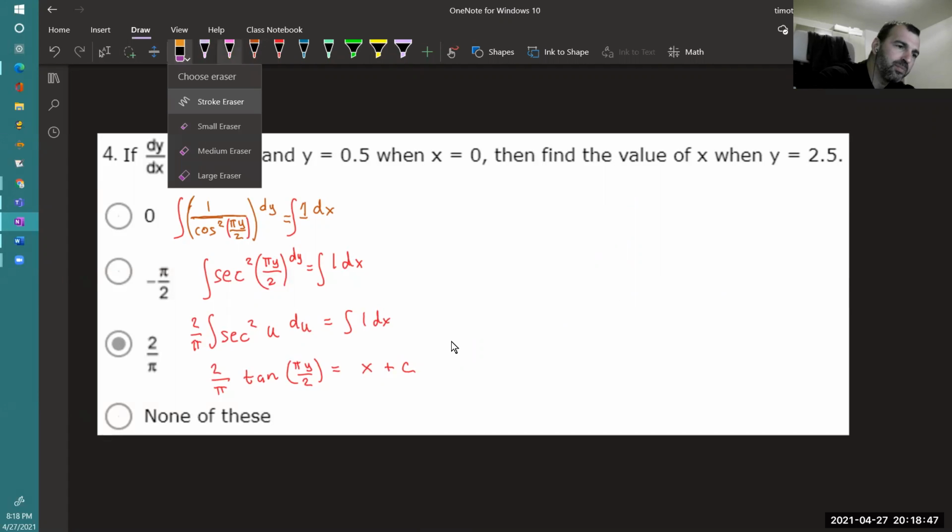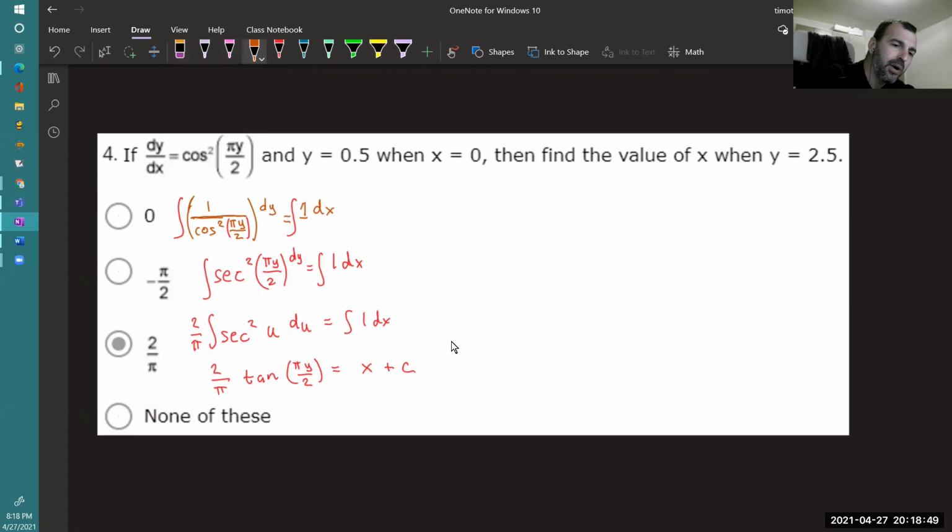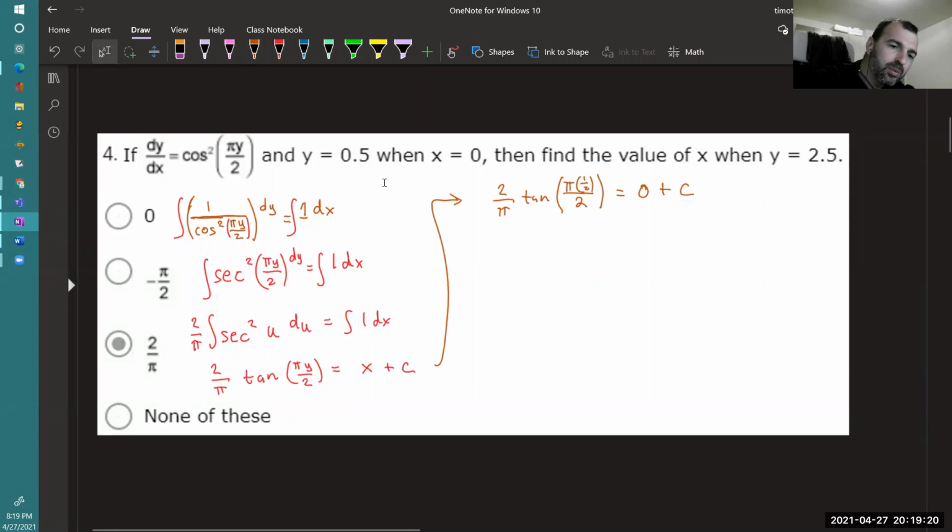All right, so now what I'm going to do is find the particular solution. So I'm going to write 2 over pi tangent of pi y over 2. Y is 0.5, so we're going to write a 1/2 over 2 equals x, or 0, plus c, right? Because I put x as 0 and y as 1/2.